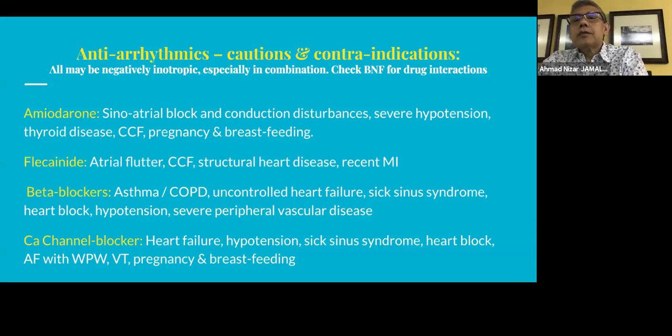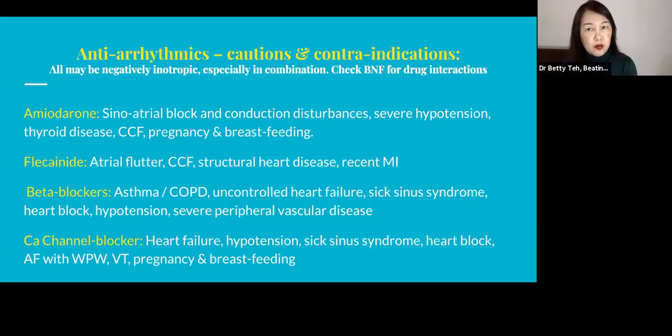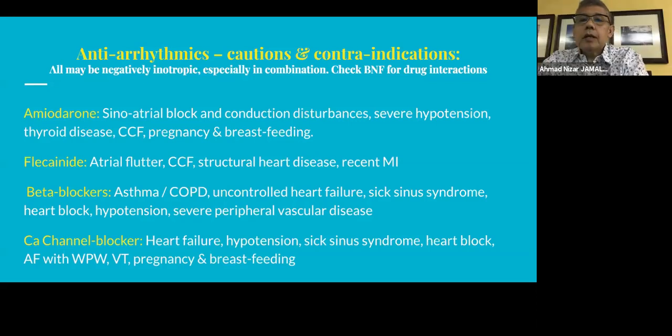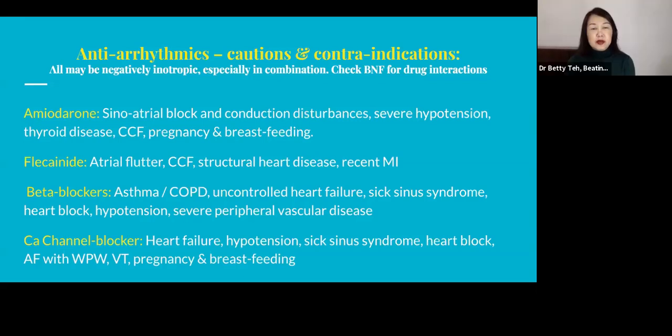Flecainide, which is another drug that is commonly used, should be contraindicated in patients with atrial flutter, congestive cardiac failure, structural heart disease, and recent myocardial infarction, because it increases mortality in these patients. Beta blockers are contraindicated in patients with asthma and COPD, and in people with uncontrolled heart failure.